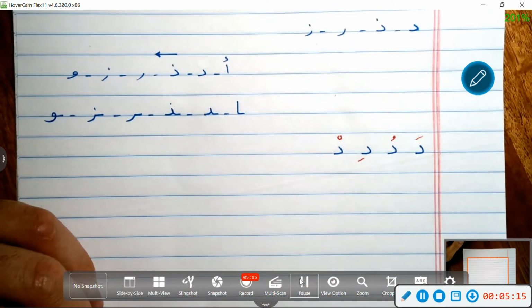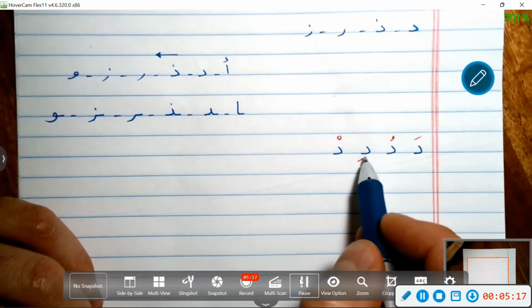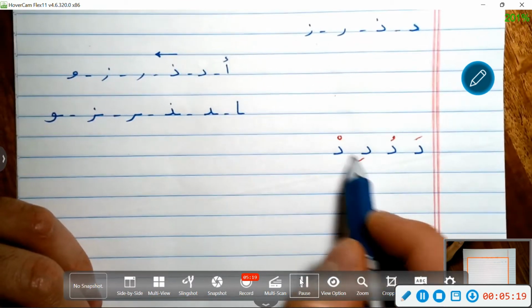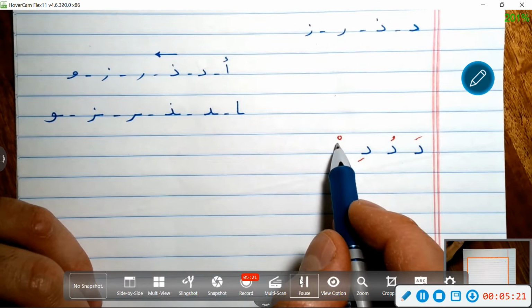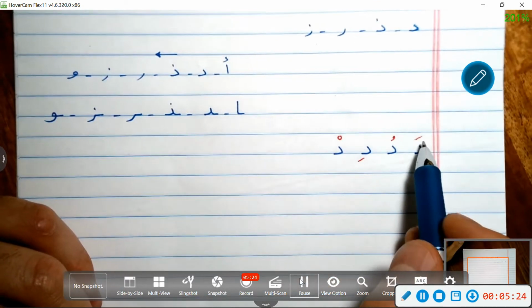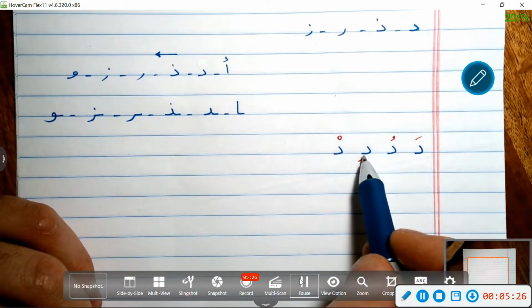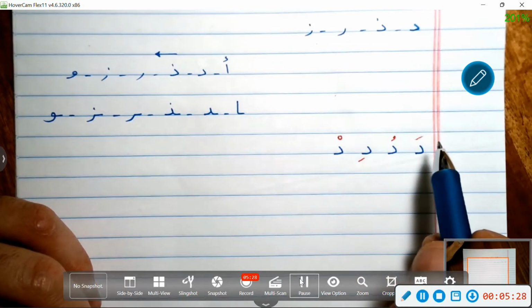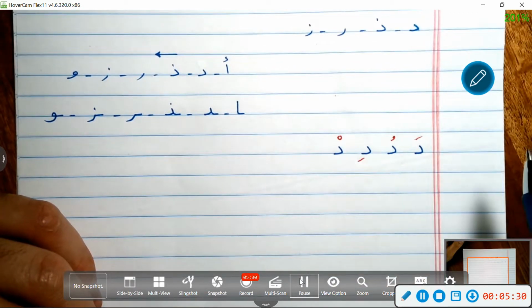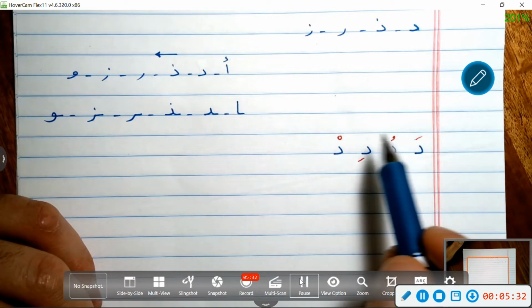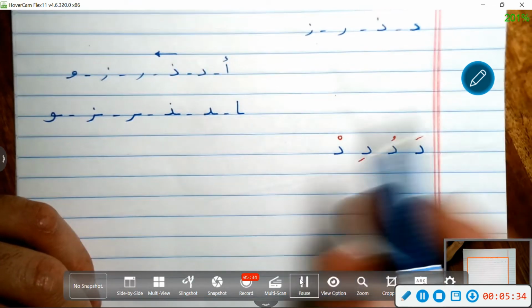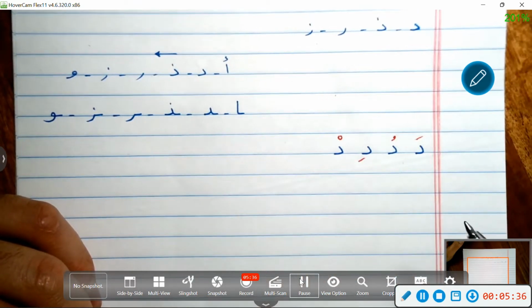So the absence of these حركات results in سكون. The absence of these حركات means there is سكون. Because it is either حركة or سكون. If there is no حركة, then there is سكون. So let's practice some of the حركات.